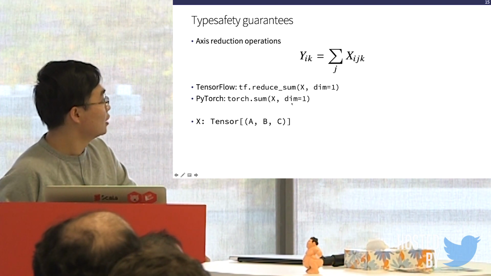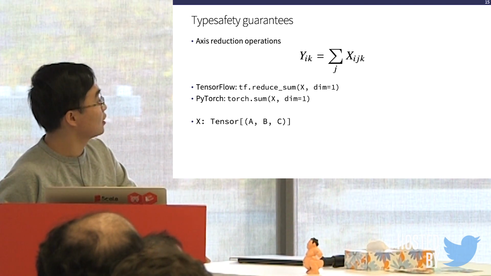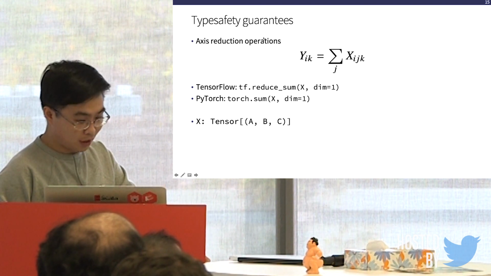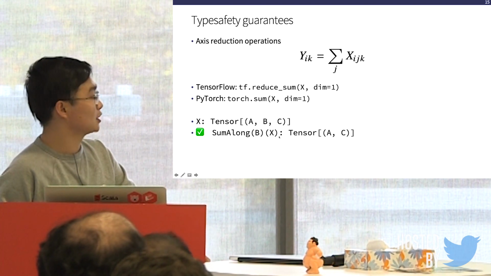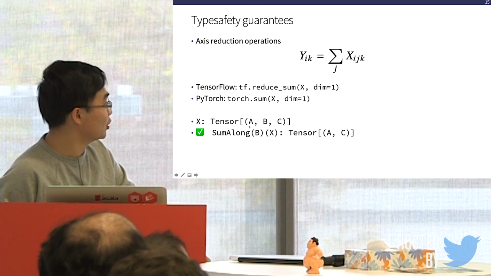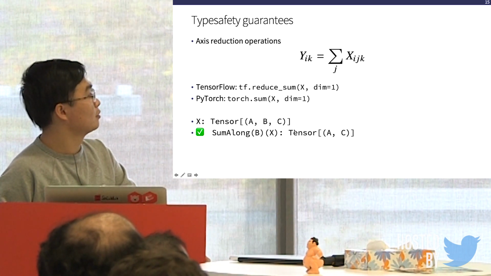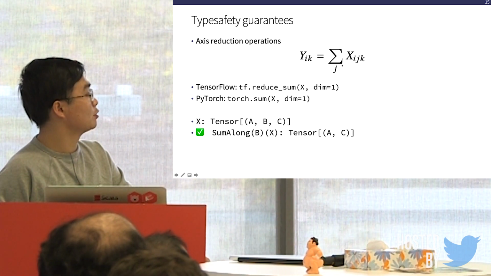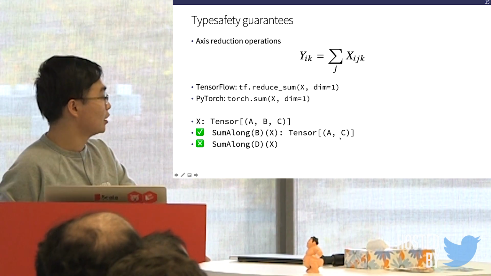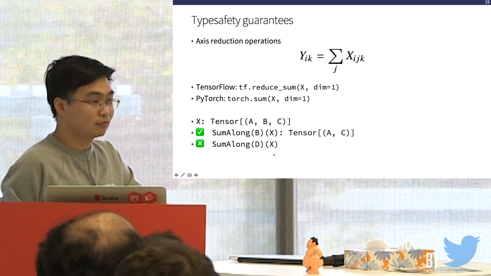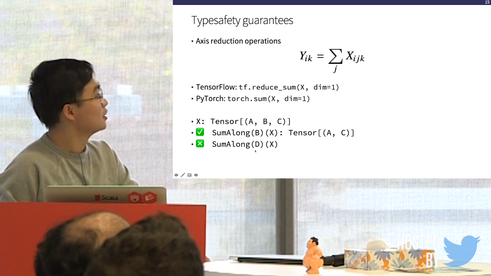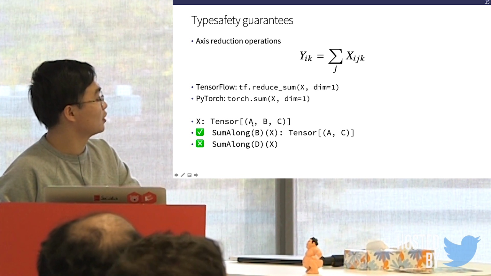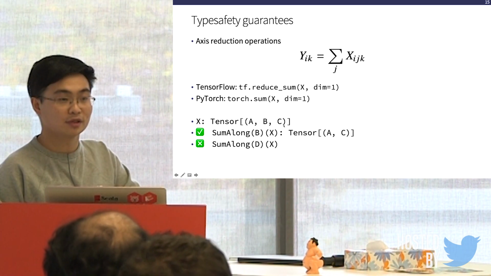We don't like these. So for example, I have an x that's of this type. I would write sumAlong b on x. SumAlong b is an operator that sums over the axis b. It results in tensor AC. If I do sumAlong d, it doesn't work because d is not in the list of the axes a, b, c in tensor x. So this doesn't compile.